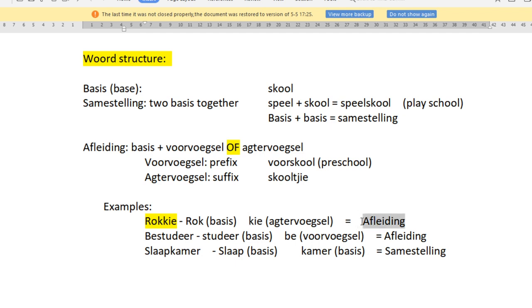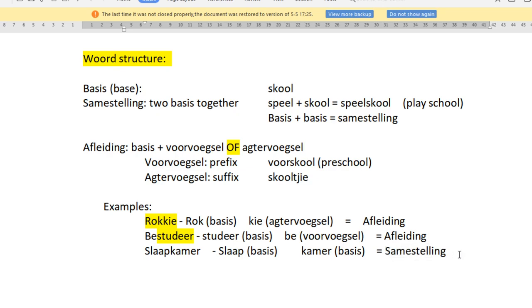Okay. Bestudeer, we've got the base is studeer en die voorvoegsel is be. Bestudeer. So dit is 'n afleiding. Okay, kom ons kyk na hierdie ene. Slaap is 'n basis en kamer is ook 'n basis. So basis plus basis is 'n samestelling.